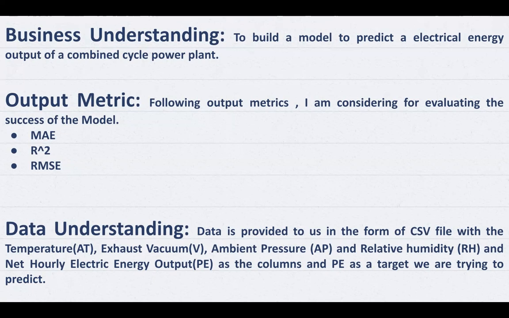Next step is data understanding. So data has been provided to us in the form of CSV. I understood the data that we have 4 columns, that is AT, V, AP, and RH, and a fifth column PE as the target column, which means the net hourly electric energy output.